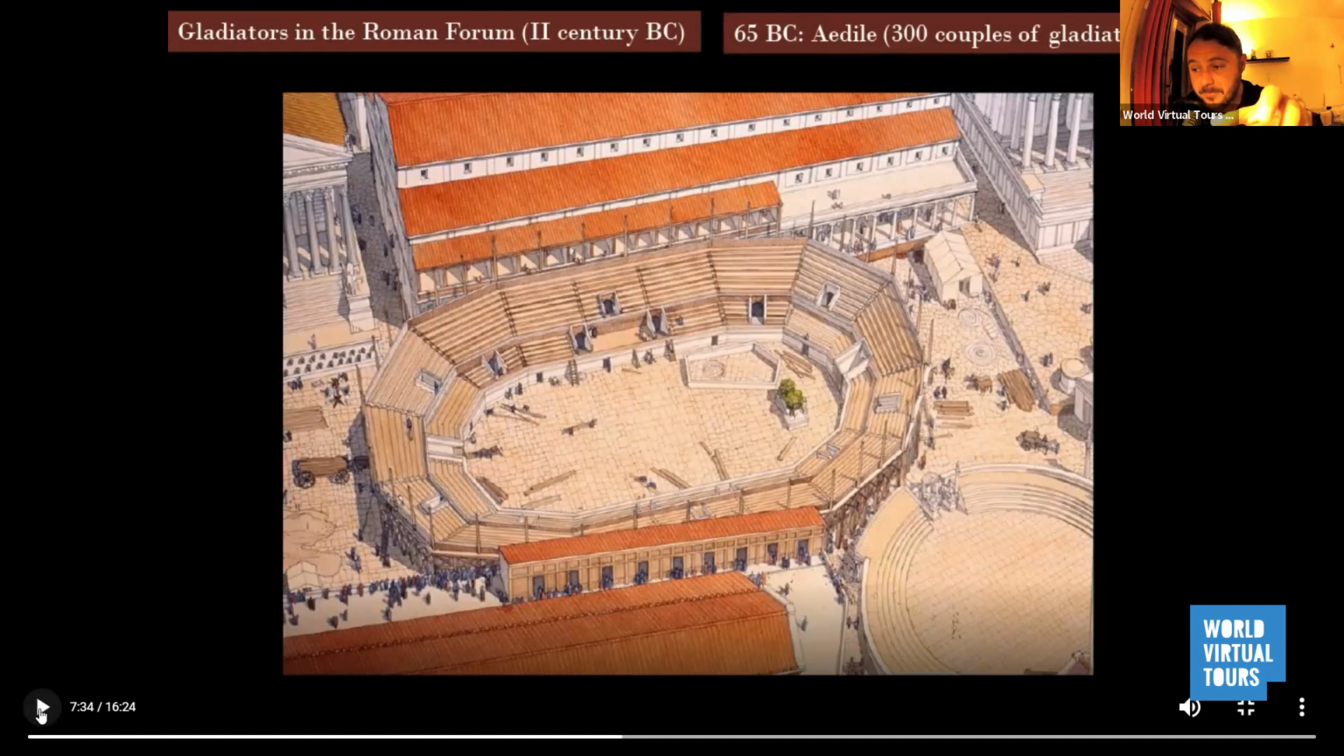In the middle of the Roman Forum, Caesar built a stadium like the small one you see, for only 2,000 or 3,000 people. This is where the first gladiator fights were held in Rome. It's 150 years before the Colosseum, okay? So nothing to do with the Colosseum. They were fighting in the Forum in a very small area. Caesar paid for 200 couples of gladiators with his own money.